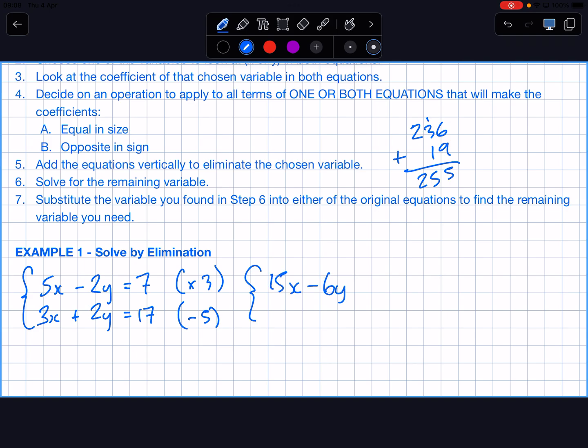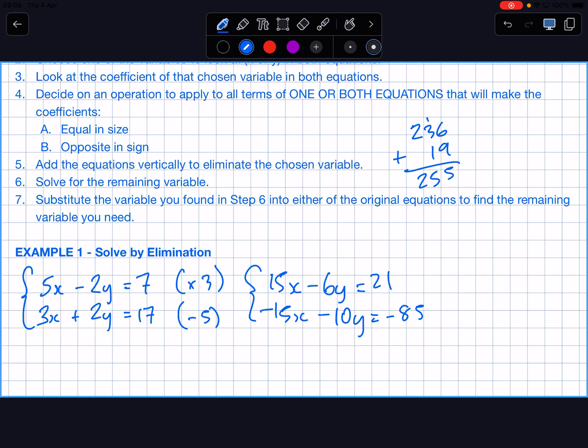15x plus 6y equals 7 times 3, 21. And then do the bottom one. Have we applied an operation to both of these equations? Yeah, that's the apply to one or both equations. Okay? 3x times negative 5 is negative 15x. Negative 5 times 2y is negative 10y. It's negative 5 times 17, which I think is negative 85. Do I trust myself? Let's see. 17 times 5. Yep, negative 85.